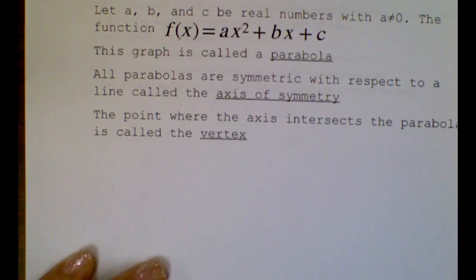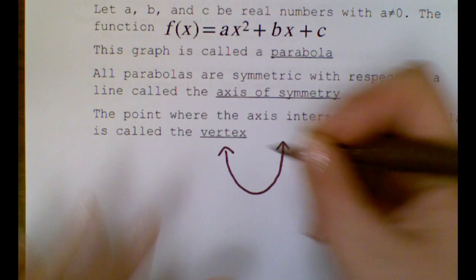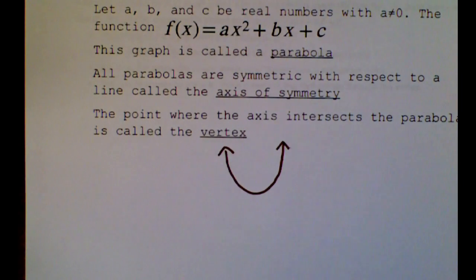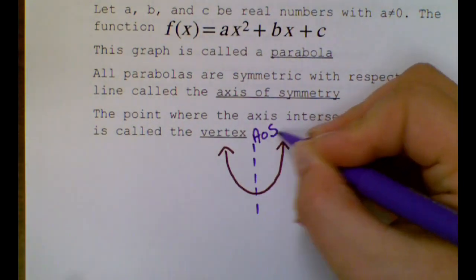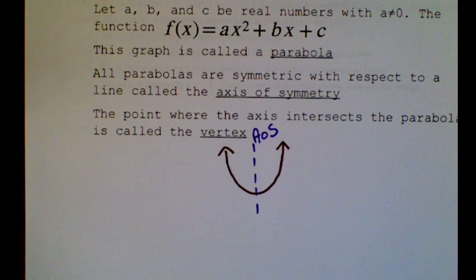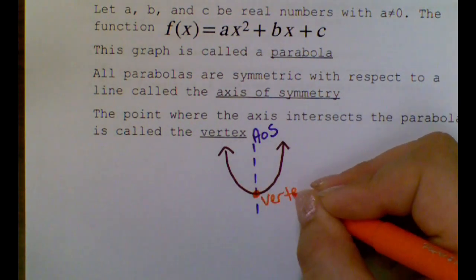So a parabola can either open upwards or downwards. We'll have an axis of symmetry right in the middle here. Call that my AOS, axis of symmetry. And the point where the axis of symmetry meets the parabola, that is our vertex.